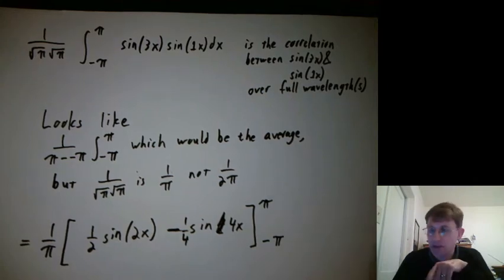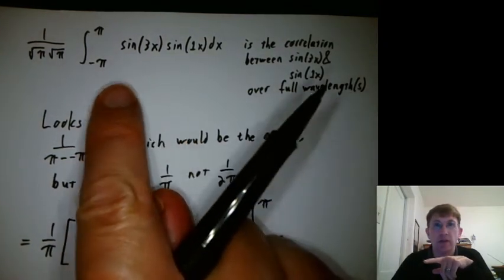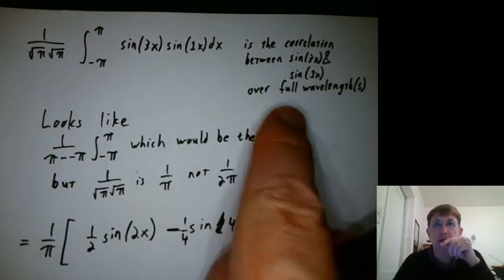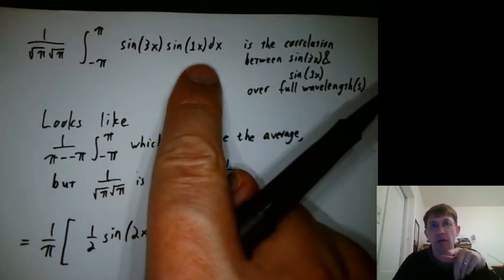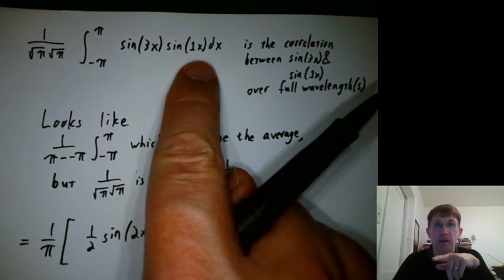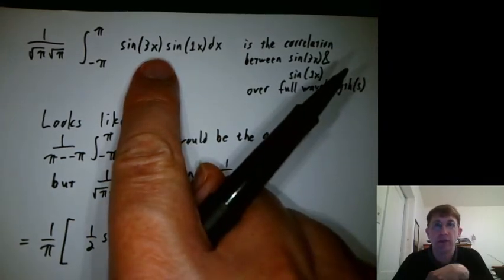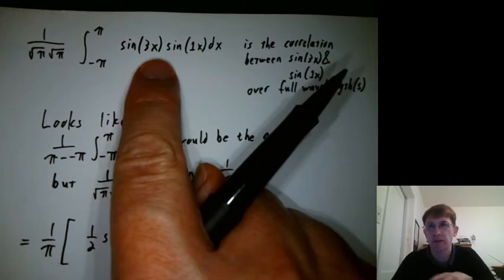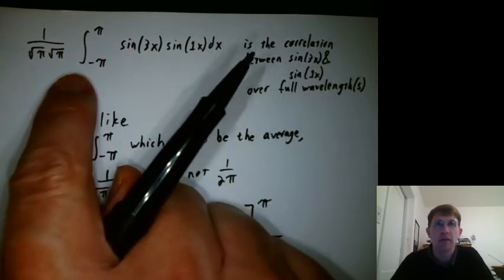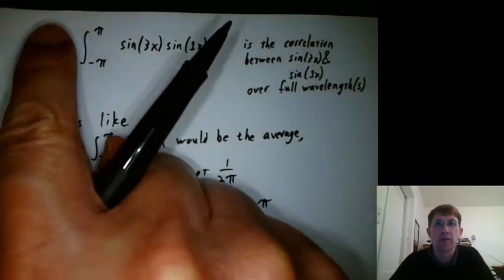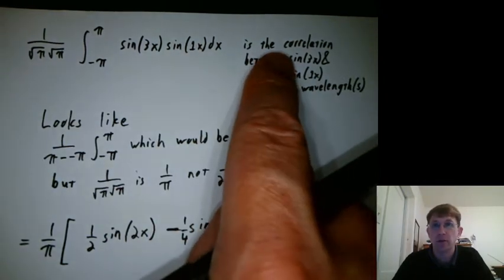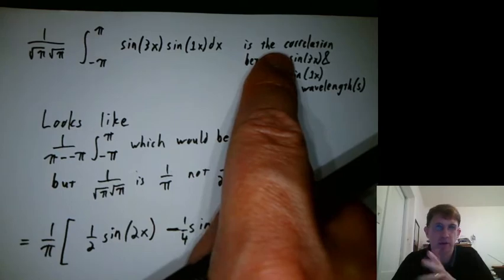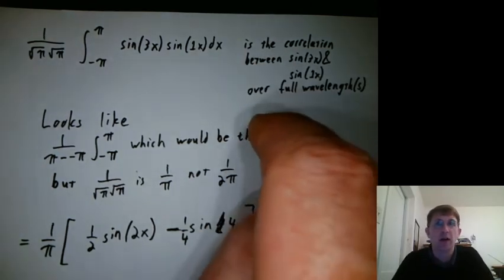Since we just took the indefinite integral, let's try a definite integral. So let's go from negative pi to pi, because that's using full wavelengths of sine x, one full wavelength of sine 1x. It's 3 full wavelengths of sine 3x, but at least it's full wavelengths, not just partial wavelengths. I'm going to do something interesting here and multiply by 1 over root pi times root pi. Since that gives us the correlation, don't worry about it, but it's just kind of an interesting connection.